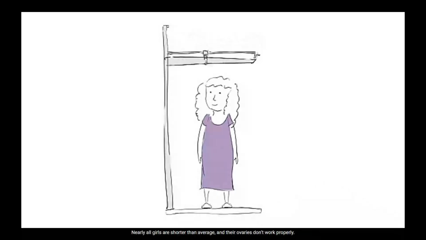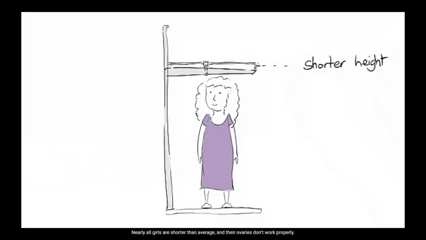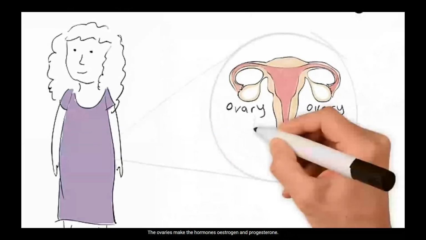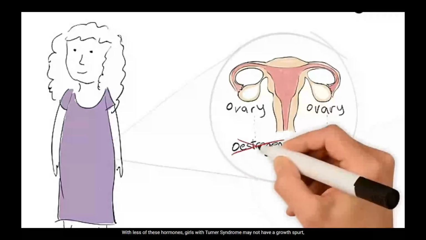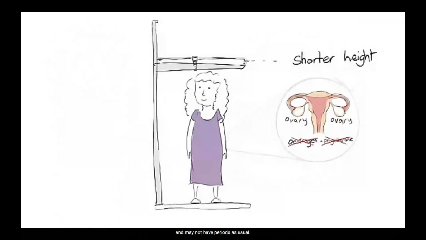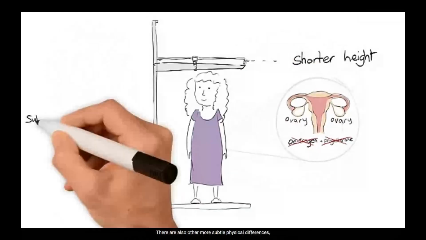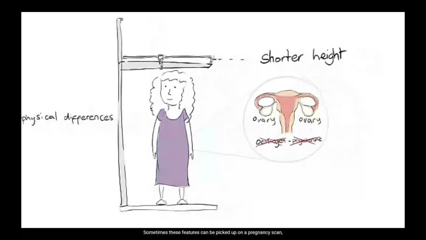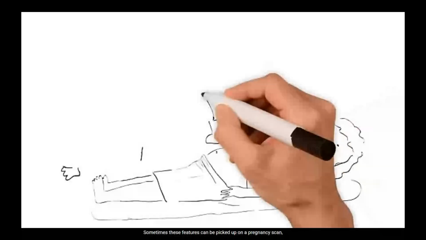Nearly all girls are shorter than average, and their ovaries don't work properly. The ovaries make the hormones estrogen and progesterone. With less of these hormones, girls with Turner syndrome may not have a growth spurt and may not have periods as usual. There are also other more subtle physical differences, for example, having a wide neck or slightly puffy hands and feet. Sometimes these features can be picked up on a pregnancy scan.